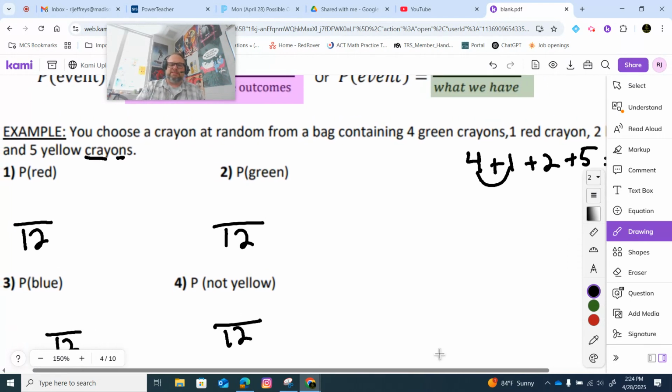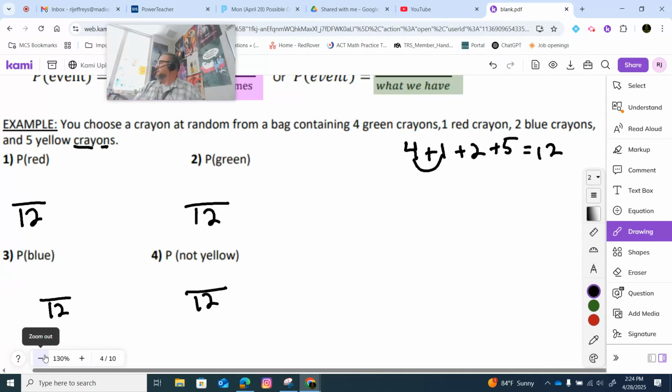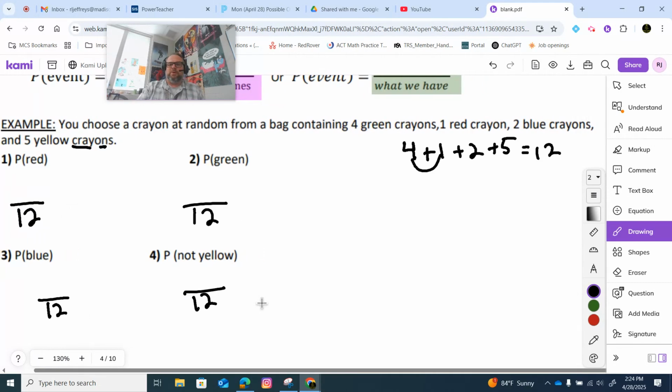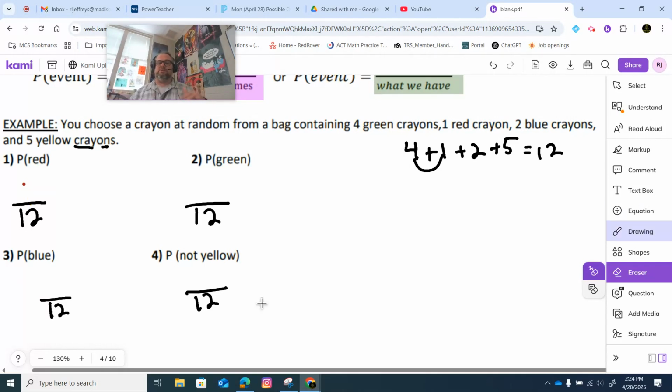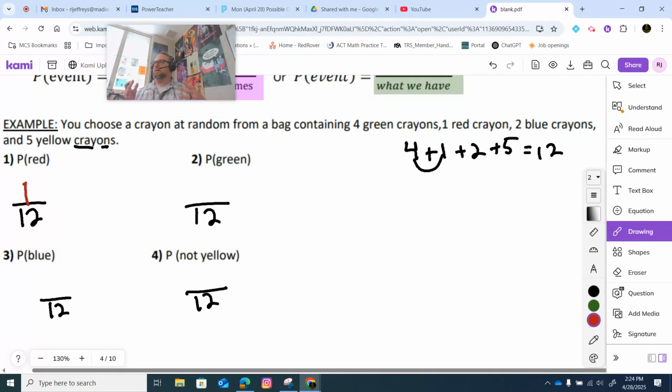Well, you're getting ahead of me there. The question was, do we put one on red? Well, let me look at it. All right. So, what we want is a red crayon. How many red crayons do we have? One. Okay. That's going to be it. That is because that doesn't reduce anymore.